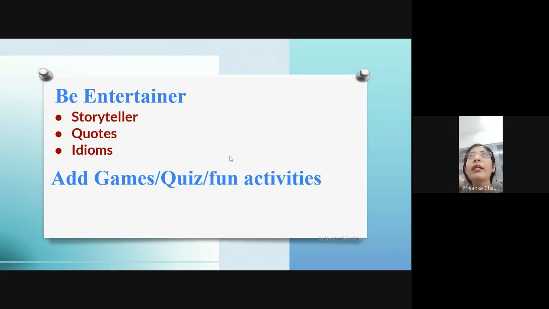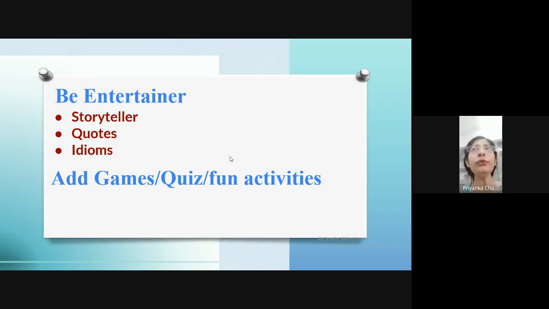Add games, fun activities, quizzes in your PPTs. Suppose if I want to ask anything, then randomly I can ask, or I can use wheel spinning. I can use a random wheel spinner, if you know the name. So this is the fun activity.